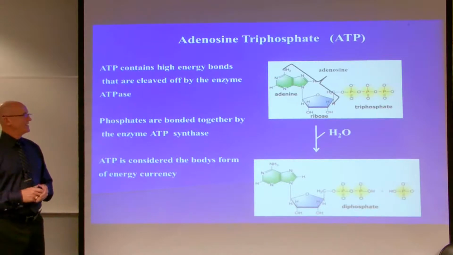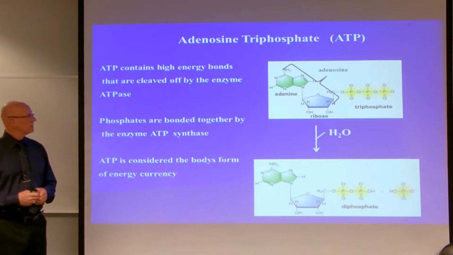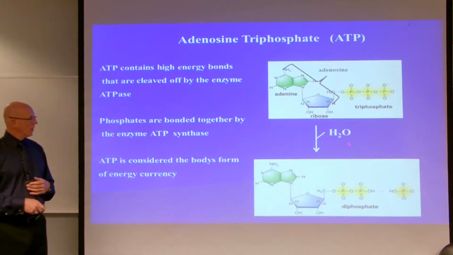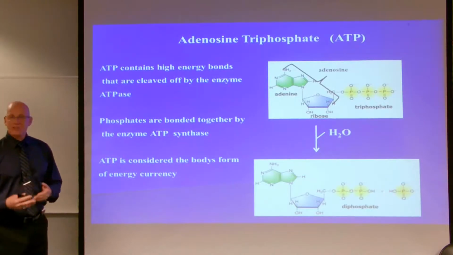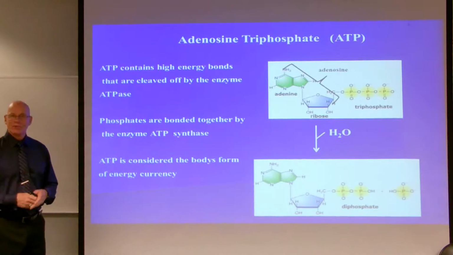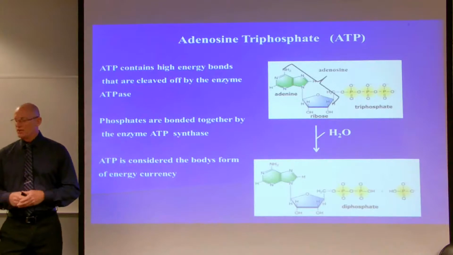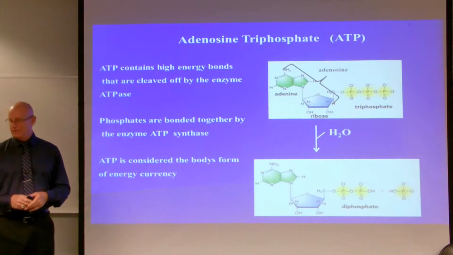So the breakdown of adenosine triphosphate, basically it is adenine, which is a nucleobase, such as in DNA, and there is a ribose. It's a 5-carbon sugar, and it contains 3 phosphates. So adenine and ribose together is called adenosine, and this is adenosine triphosphate. Now the way we hydrolyze this is we add water, and then we'll break the bond of the phosphate, and that will yield energy. It will liberate some free energy. So ATP contains these bonds that are cleaved off by the enzyme ATPase. And the phosphates are bonded together by the enzyme ATP synthase.